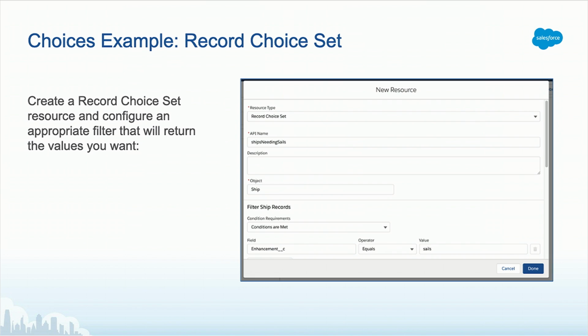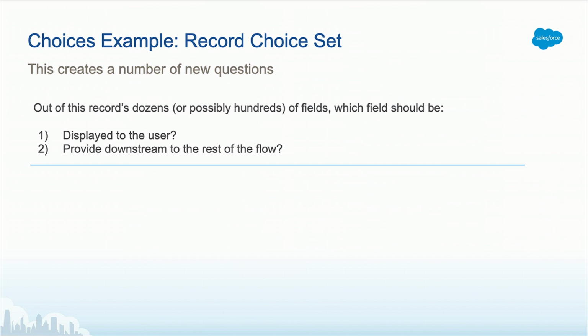So you need to filter this list down. Now, you can do that with a record choice set. Just like you do a get records query, a record choice set allows you to build an expression. In this case, down at the bottom here, I'm saying, give me all the ships where enhancement equals sales. That's going to provide you a dynamic, responsive list. It's going to do that query right when the flow runs, and it's going to provide that data.